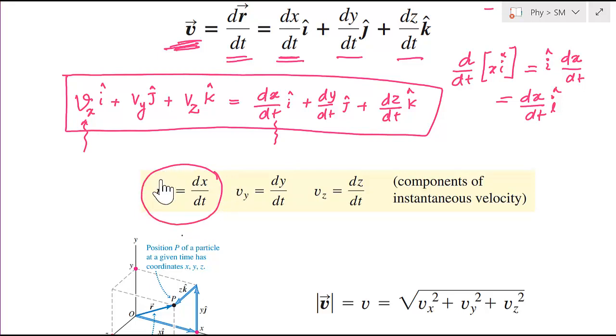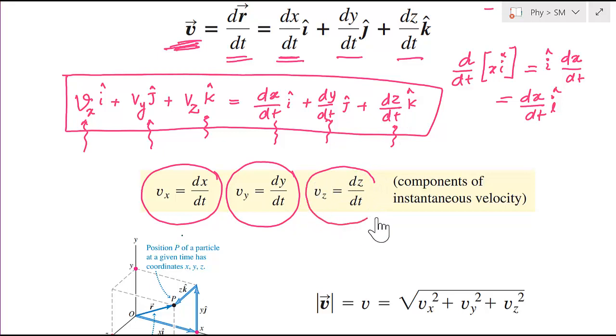So this is my velocity. V is nothing but dr by dt. If you compare this term and this term, similarly k cap, if you compare the coefficients of k cap, we can write Vz is equal to dz by dt. So this means if you have a motion in 3 dimensions, you can calculate 3 velocity components separately.